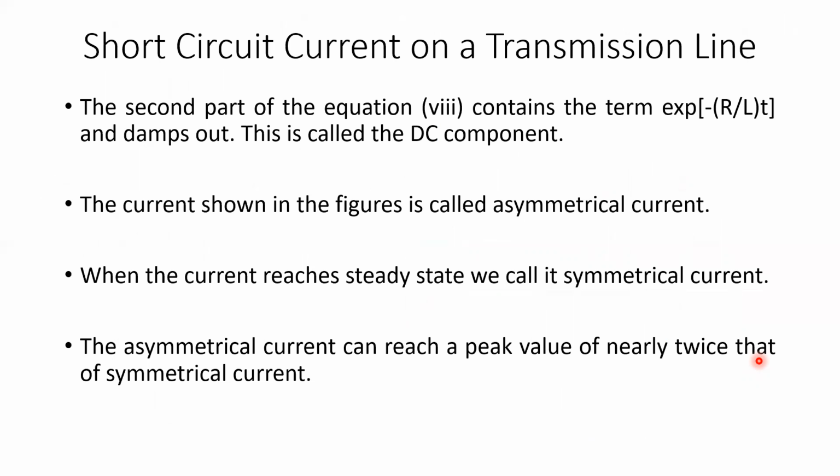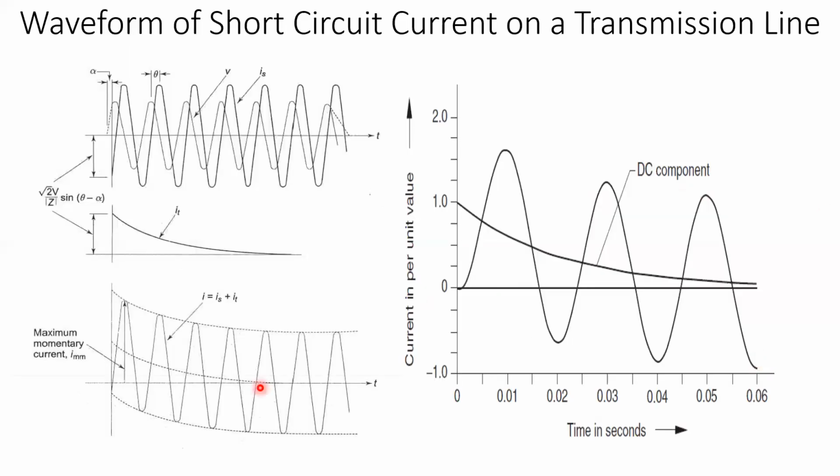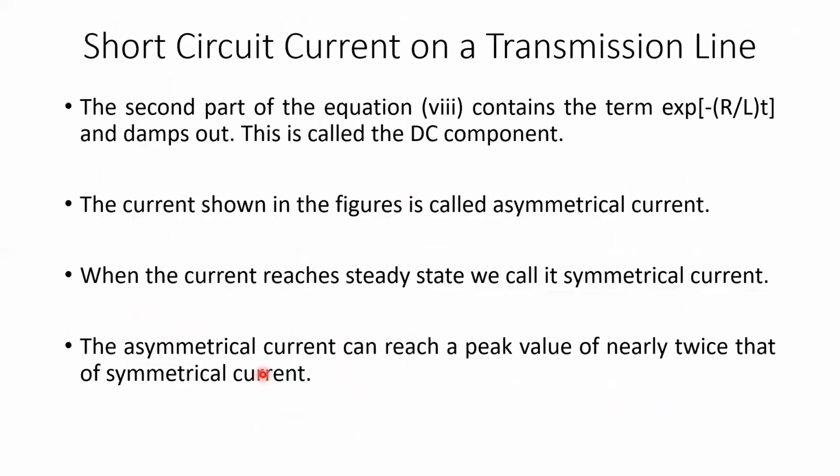The current shown in the figure is called the asymmetrical current. Obviously, this is asymmetrical current because on one side of 0 it has a full value on the positive side, on the negative side we have less value, whereas a symmetrical current should have equal positive and negative values in the positive and negative half cycles. When the current reaches steady state, we call it symmetrical current.